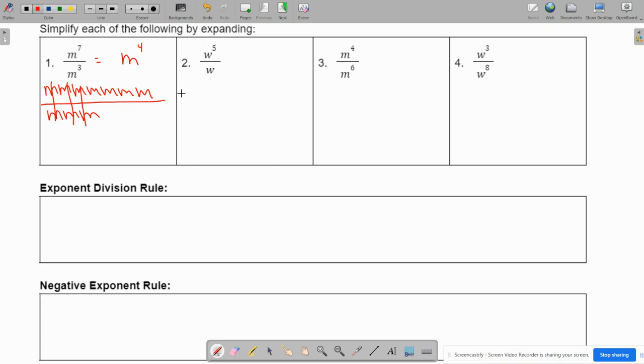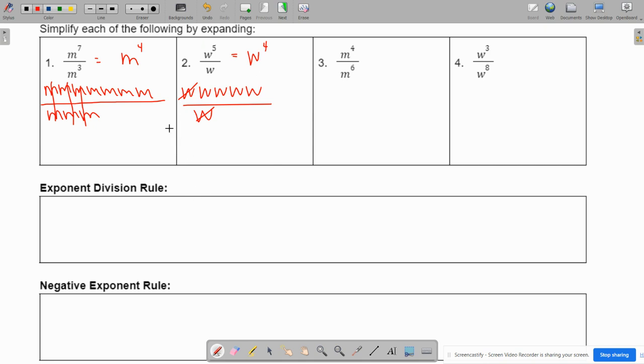If we did that with number 2, we would have w times w times w times w times w over w. One pair of w's from the top and bottom simplifies to 1. So again, we would be left with w to the fourth power in the numerator over technically 1, which we don't have to write in the denominator.